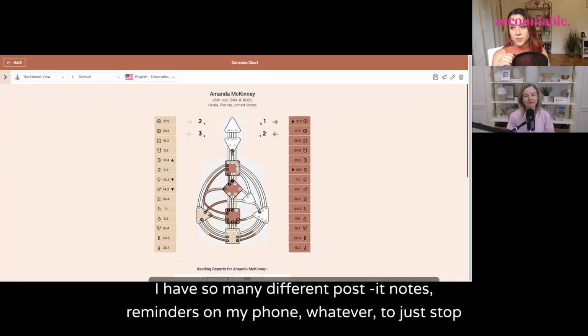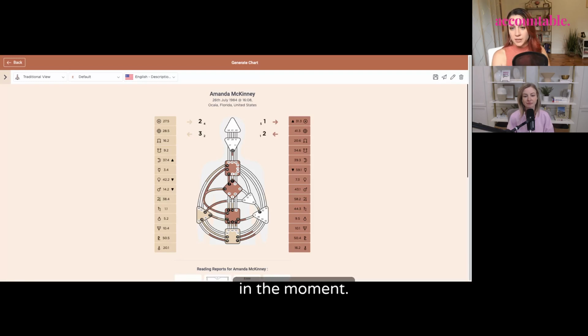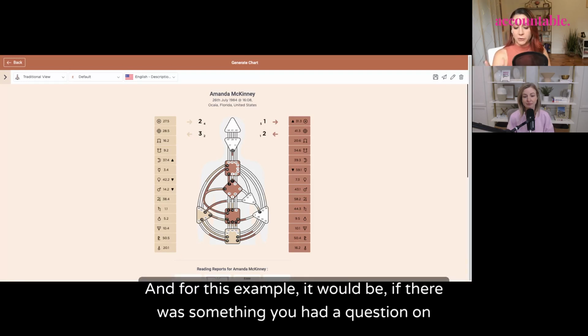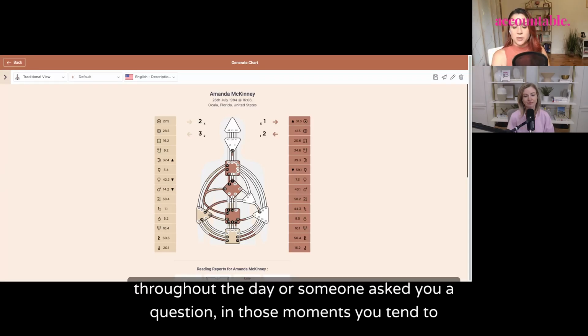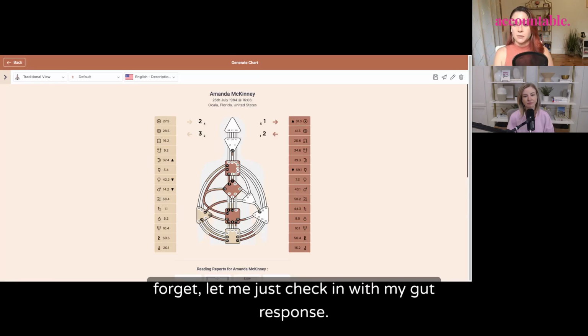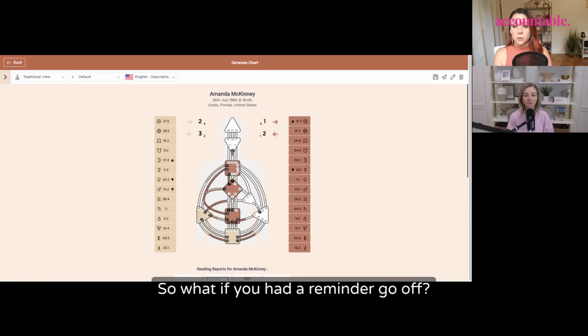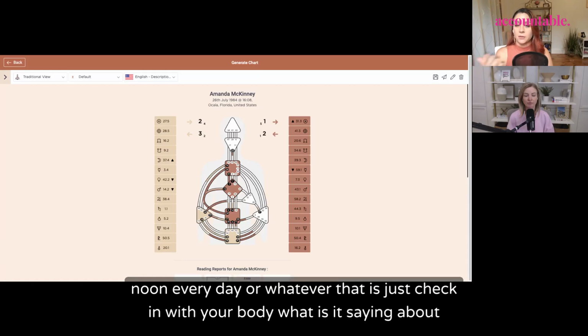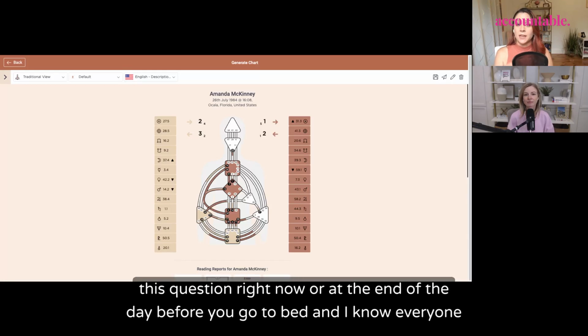I have so many different post-it notes, reminders on my phone, whatever, to just stop in the moment. And for this example, if there was something you had a question on throughout the day or someone asked you a question, in those moments you tend to forget, oh, let me just check in with my gut response. So what if you had a reminder go off at noon every day or whatever, that is just check in with your body. What is it saying about this question right now? Or at the end of the day, before you go to bed.